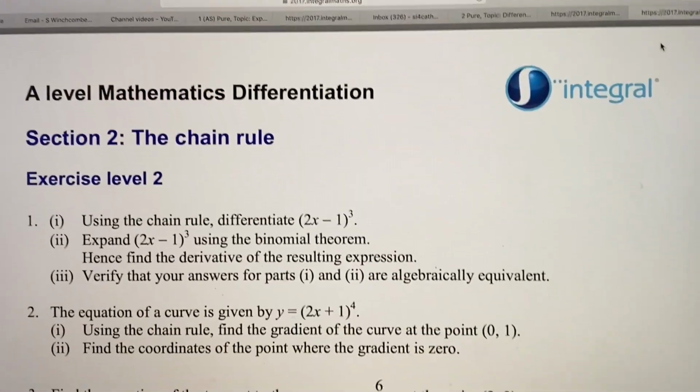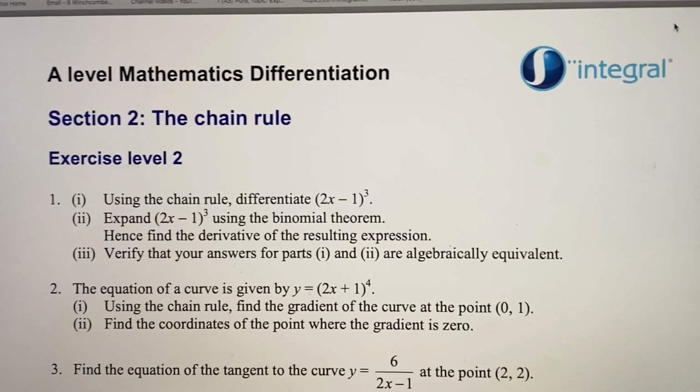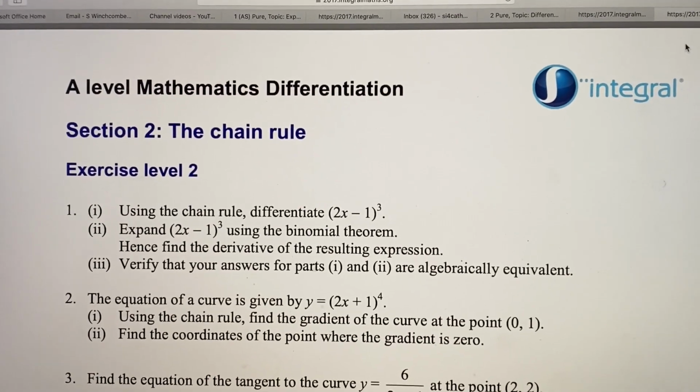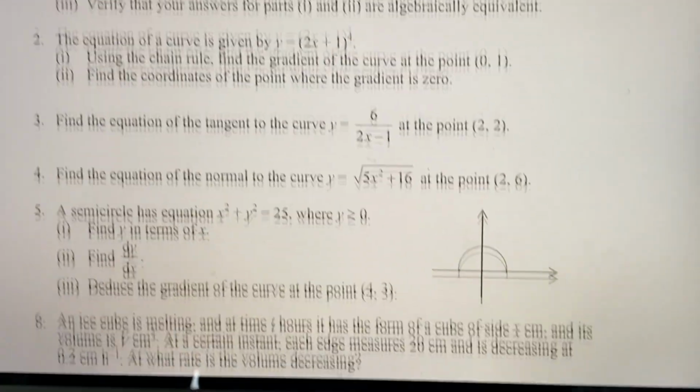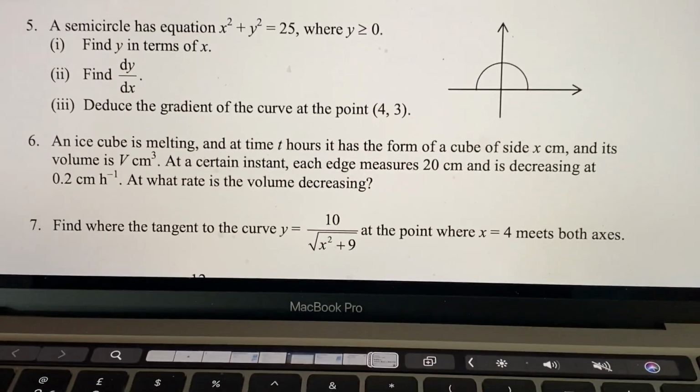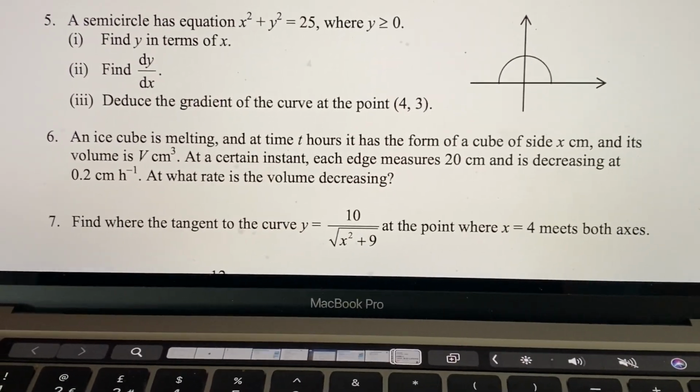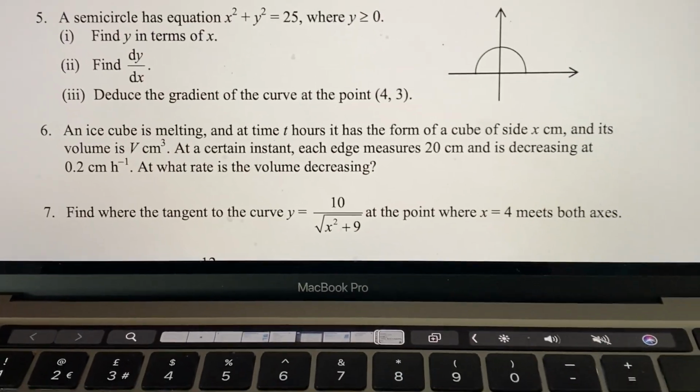Okay, so the question asked is: how do I do question 6 from exercise 2 in Integral Maths, section 2, the chain rule? So here's our question, an ice cube melting. So we go to question 6 there. Let's see how we can answer it.